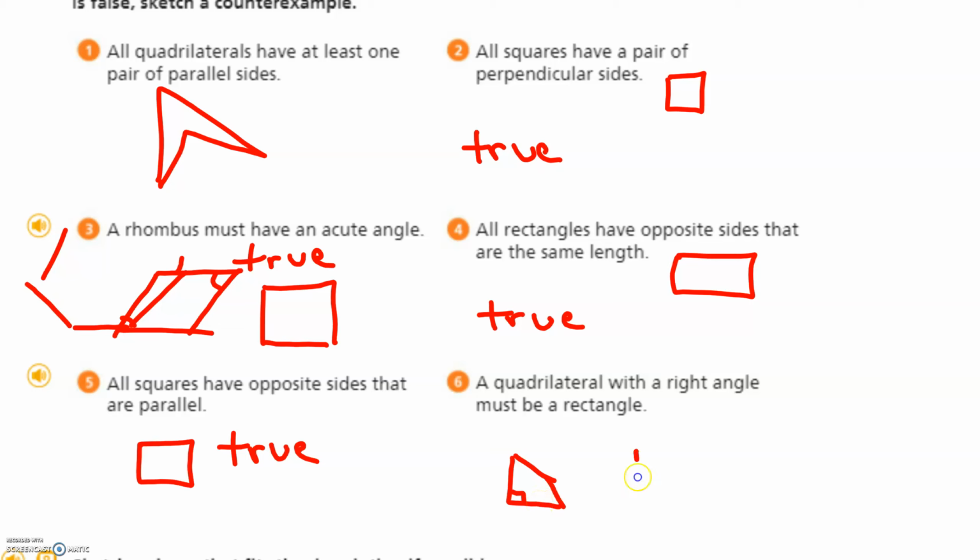Let's try that again. What if I did 2 right angles? Can I make this into 4 sides and not be a rectangle? Well, if I go like that, and I go like that, that is not a rectangle. That actually is a trapezoid. So this one is actually false. And here are some reasons why.